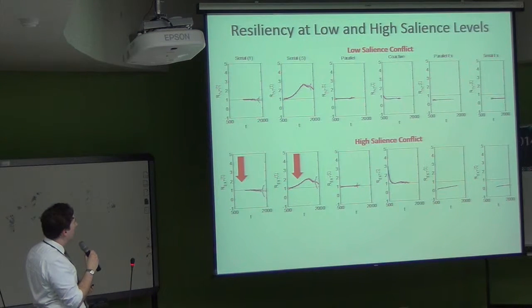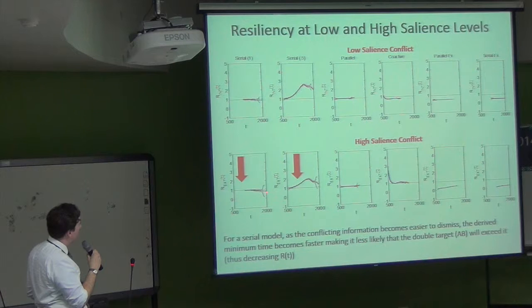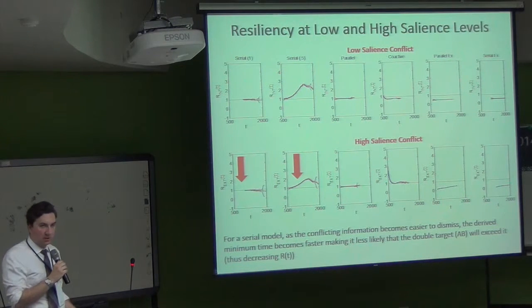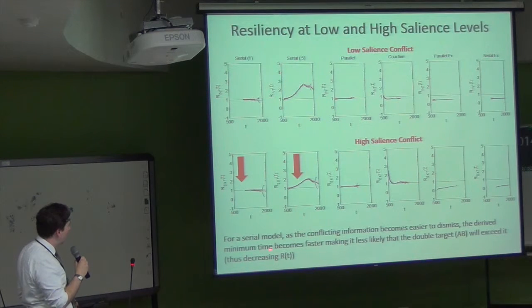The key thing to note is that as we increase the salience of the conflicting information, the resiliency function actually decreases in magnitude. So it shifts down. As the conflicting information becomes easier to dismiss, the derived minimum time becomes faster, making it less likely that the double target will exceed it, and thereby decreasing the resiliency function.